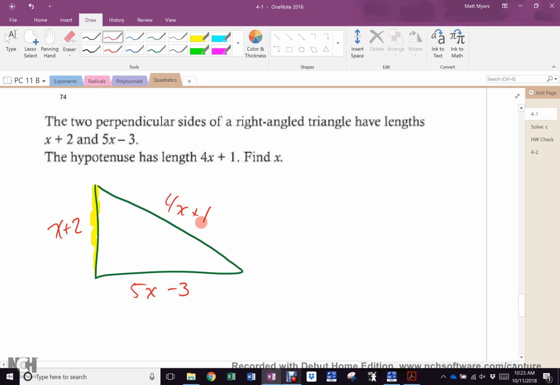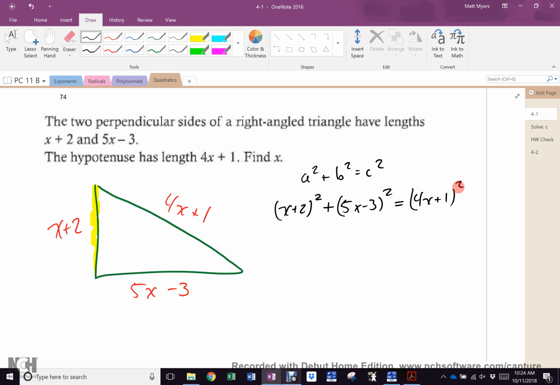What do you know about the three sides of a right angle triangle? Think back to grade 7. Or if you're from another country, grade 2. a squared plus b squared equals c squared. These are the legs, that's the hypotenuse, right? So (x plus 2) squared plus (5x minus 3) squared has to equal (4x plus 1) squared. Now you should be able to do it, right? Expand it all, collect your like terms, factor it, tell me an answer.